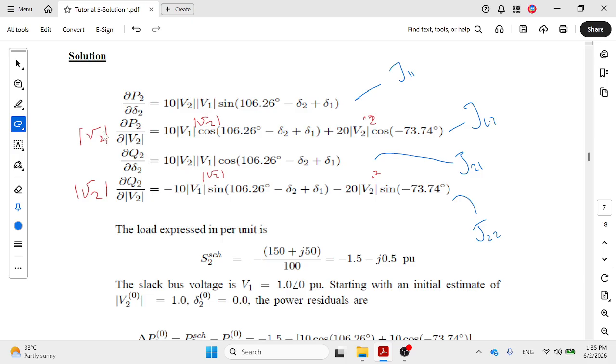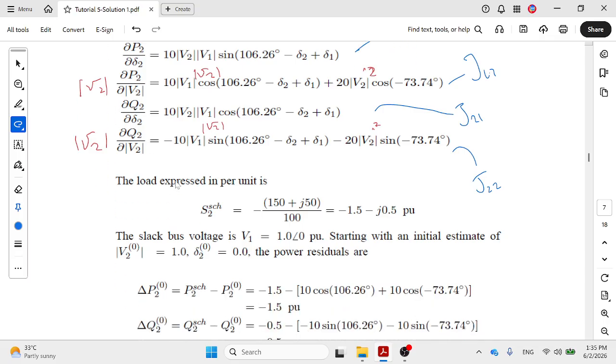Otherwise, of course, no need to times it by absolute of V2 and you can calculate everything. Nothing changed, as I mentioned in the class. We just times it by V2 again, divided by V2 or V1, whatever it is.